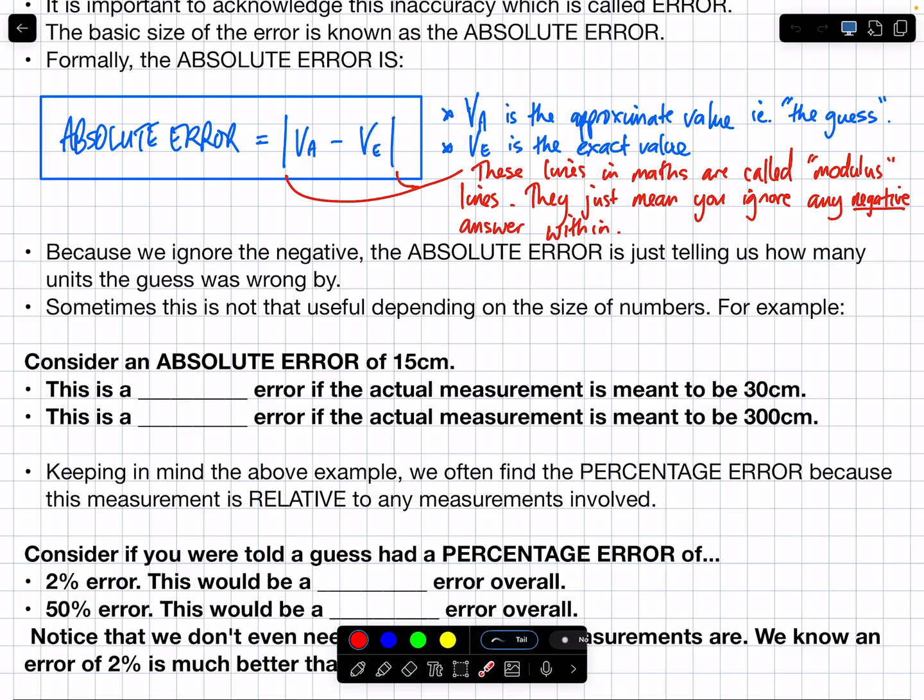What do those vertical lines mean? They're called modulus lines, but you're not doing methods, so it really doesn't matter. All you need to know in general maths is when you see the vertical lines, if there's a negative answer there, you ignore it. It's always going to be positive within those two lines. So, I'm going to give you a couple of moments. Can you get what absolute error is? It's equal to VA, the approximate, minus VE, within lines that make you ignore any negative sign.